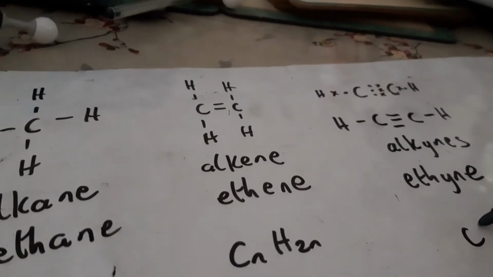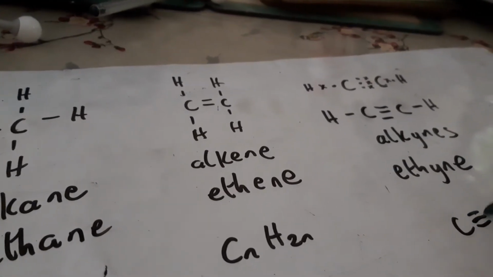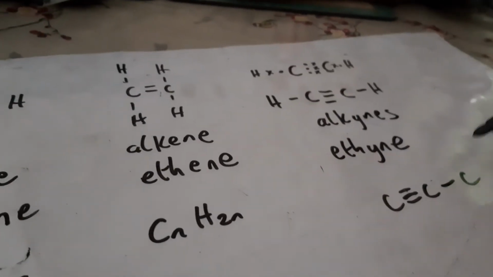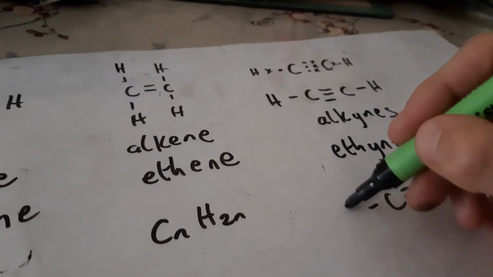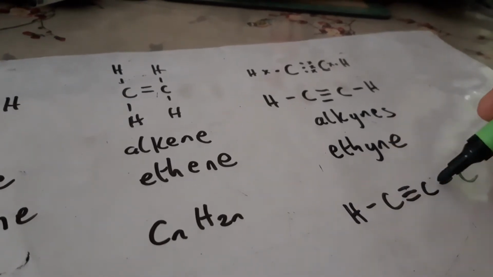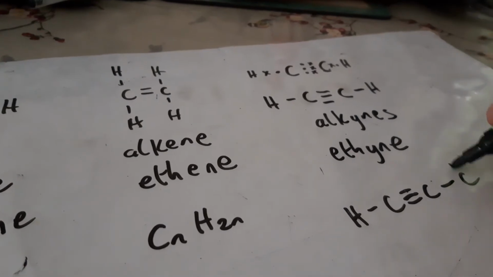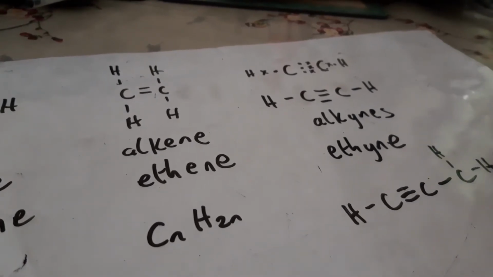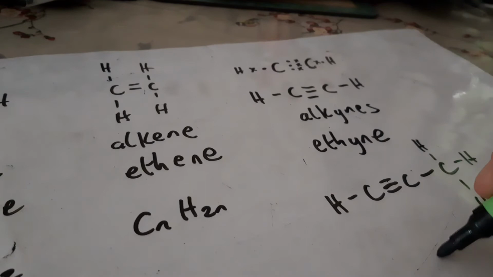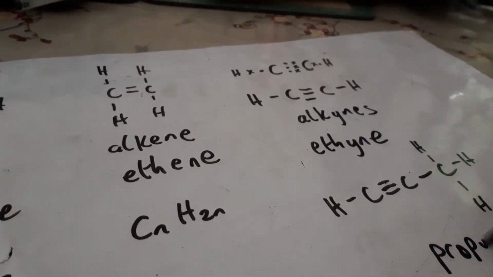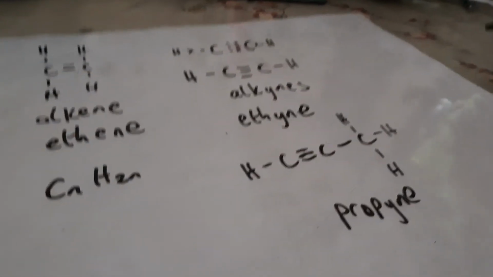In much the same way, we could add another carbon adjacent to it like this. Can you see that? And we need to just make sure we add enough hydrogens. Okay, so we don't need any hydrogens on that carbon. Can you see that? Because it's already got 4 bonds. So we add our hydrogens there. And this one now is propyne. Like that. Can you see that?